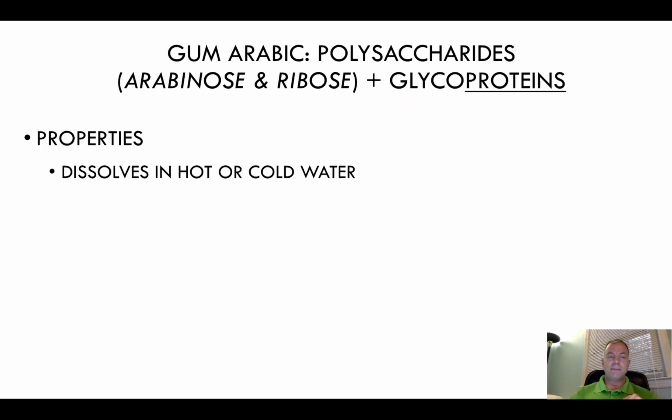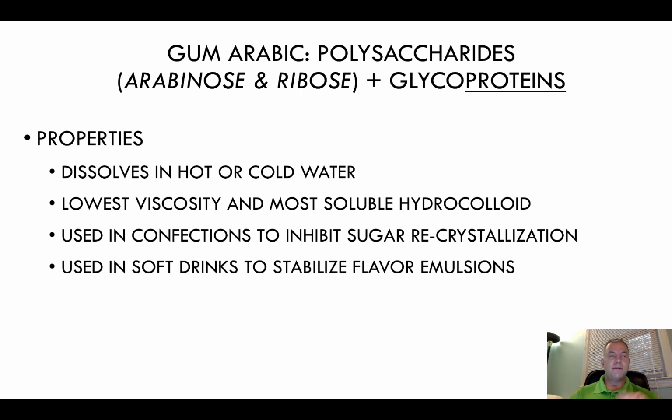All right, this hydrocolloid is a bit out of the ordinary because it actually is a combination of two sugars, arabinose and ribose, and then also protein. So this is quite a complex type of interaction. And as you can see, it dissolves in hot or cold water. You're starting to see this repeat a bit. Often we're interested in hydrocolloids, non-starch type hydrocolloids that are soluble in cold water or don't require a lot of work to solubilize.